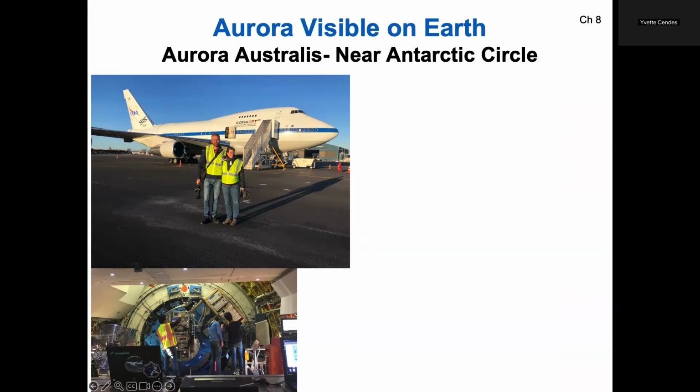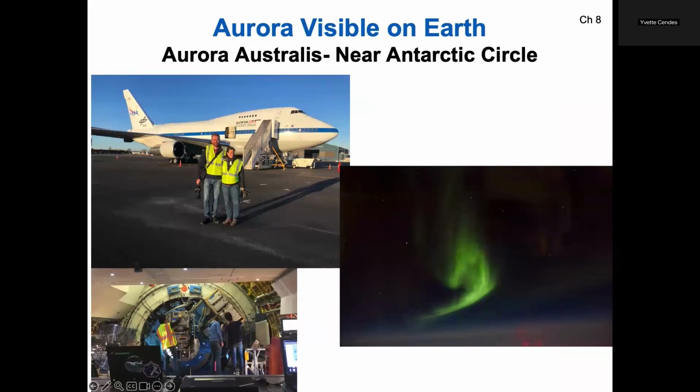We don't usually think of it because not that many people live down there, but it does exist. So this I took in June 2019. NASA had an instrument at the time called SOFIA, which was basically they took an old Boeing 747 and cut a hole in the side of it and then flew around with a telescope above the atmosphere.